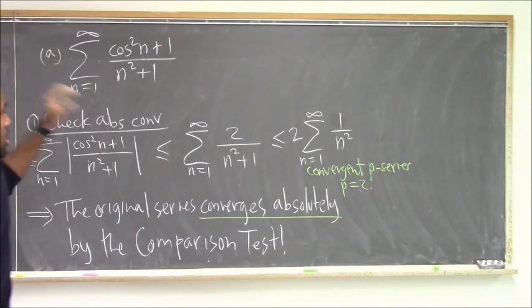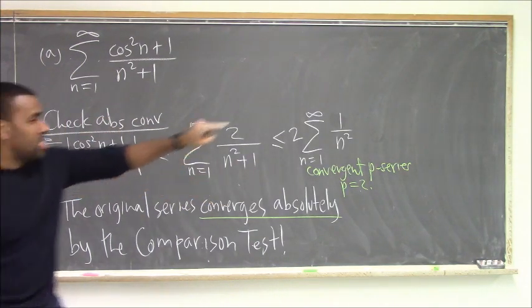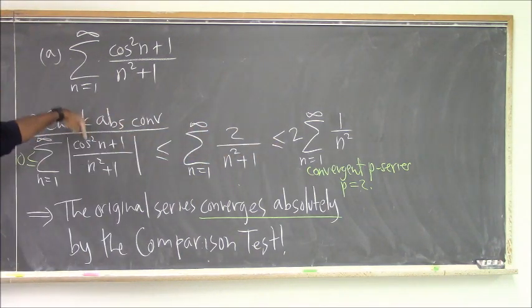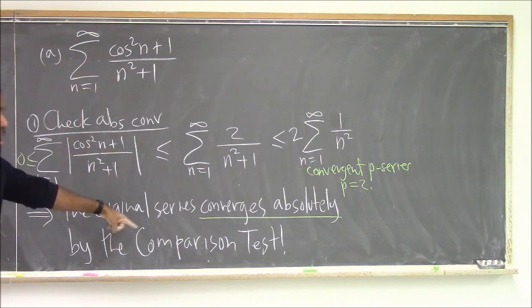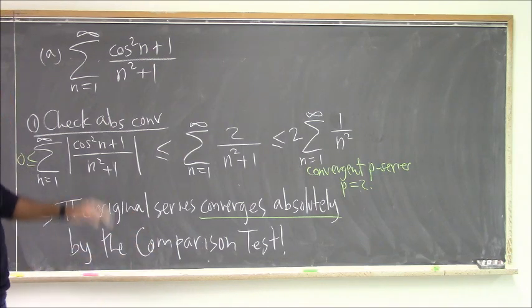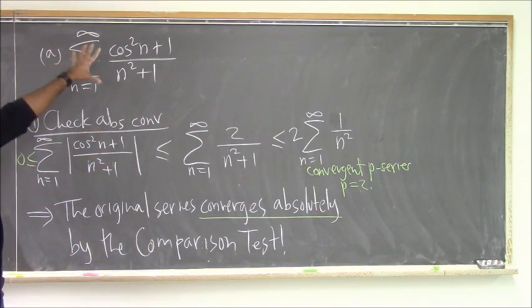Yeah, so the comparison theorem tells me that because this is convergent, because I know it's a p-series, that is convergent. This is the original series with absolute values, which means if this converges, the original converges absolutely. So by applying the comparison test on this, I can talk about the original converging.